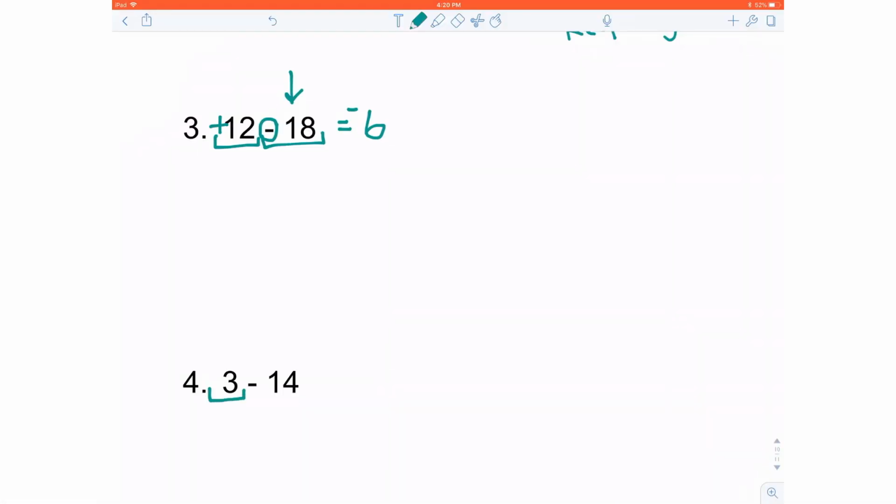So with number 4, we have positive and negative. The signs are different, which means we're going to subtract them. 14 minus 3 is 11. 14 is the bigger number, and it has a negative in front of it, which means our answer will be negative as well.